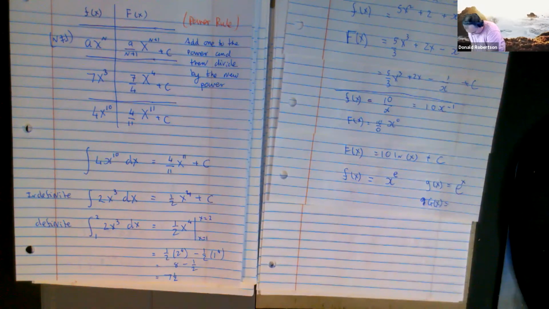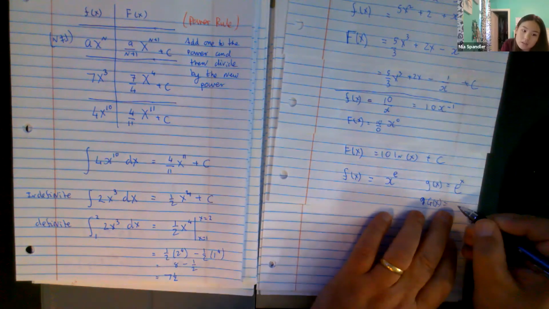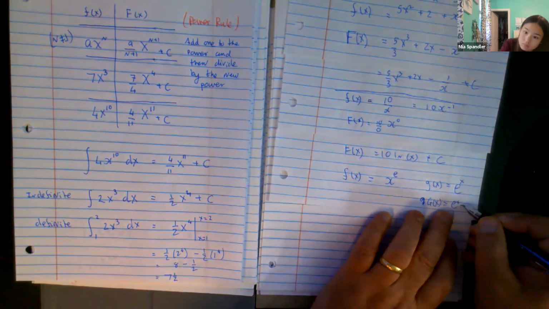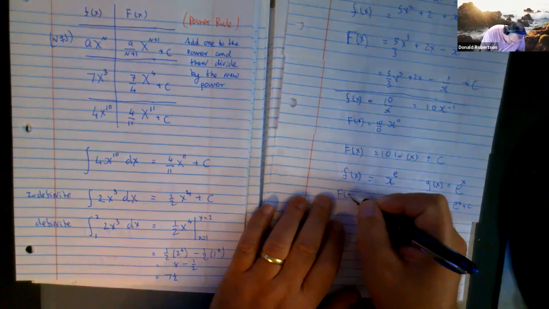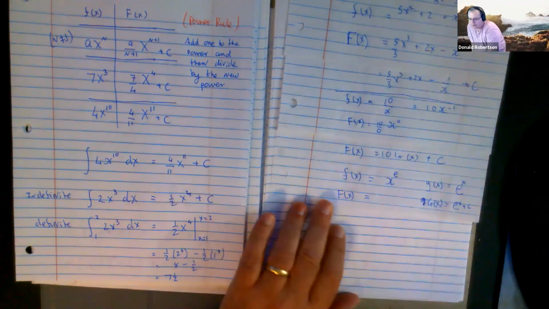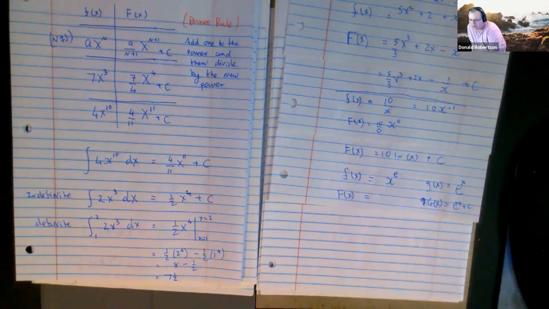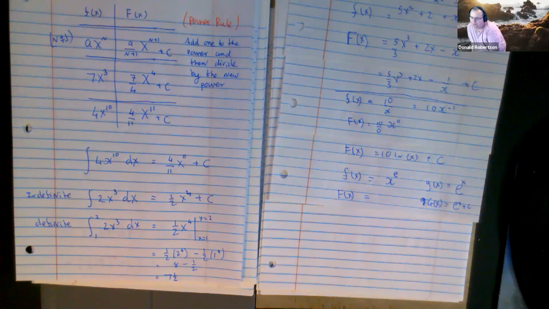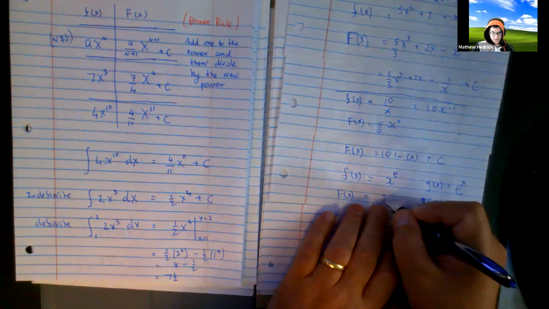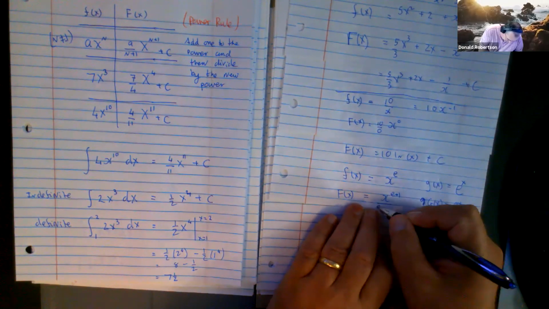What's the antiderivative of e to the x? We did that yesterday. E to the x. Okay. Now be very careful. That guy is not x to the power of e. That is not his antiderivative. What is the antiderivative of x to the power of e? x to the e plus 1 over e plus 1. Yeah. Add 1 to the power and divide by the new power.